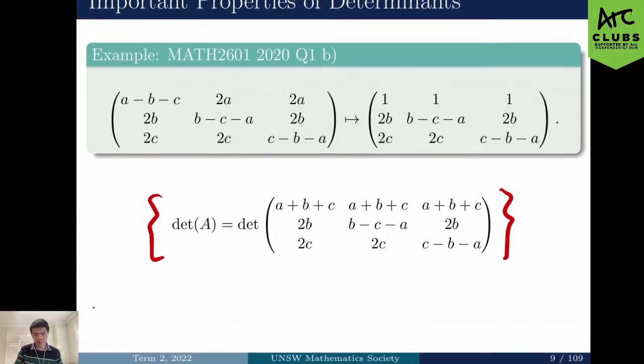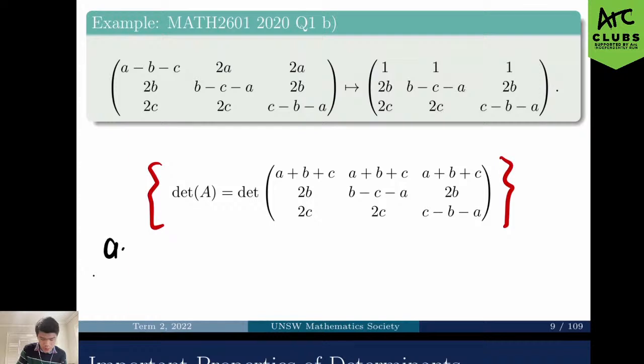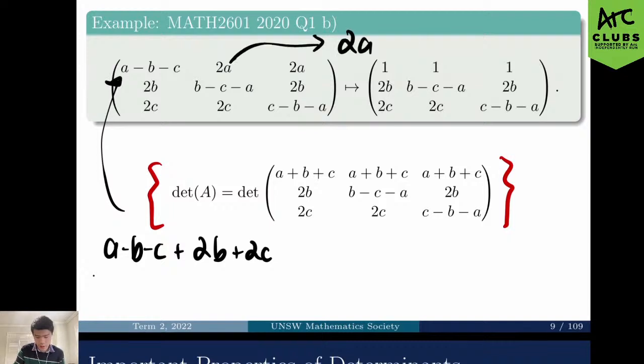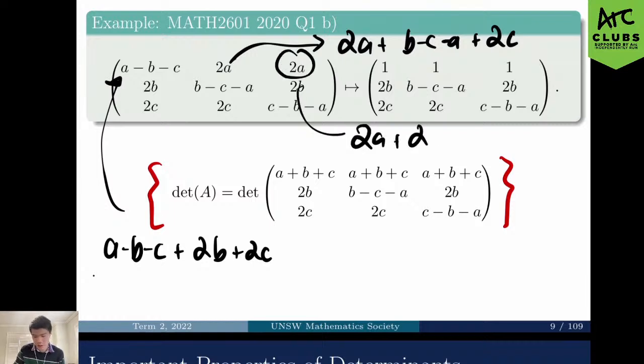So you can do it by yourself, but basically you get a minus b minus c plus 2b plus 2c over there. Then this one turns into 2a plus b minus c minus a plus 2c. And then this one becomes 2a plus 2b plus c minus b minus a. And all of those just become a plus b plus c.